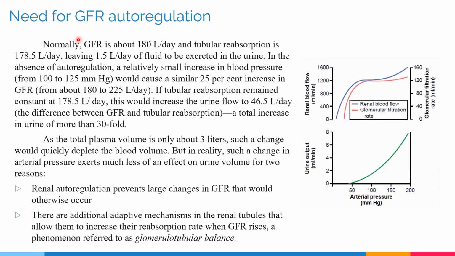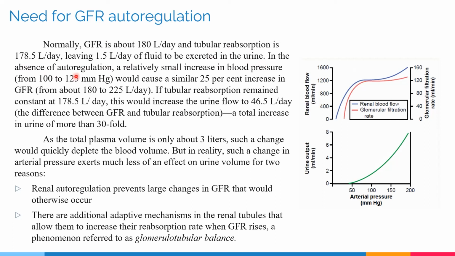Next, we move on to the question of why GFR autoregulation is necessary. Normally, GFR is about 180 liters per day and tubular reabsorption is 178.5 liters per day, leaving 1.5 liters per day of fluid to be excreted in the urine.